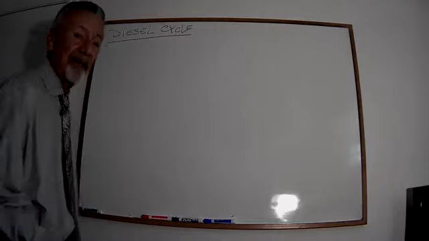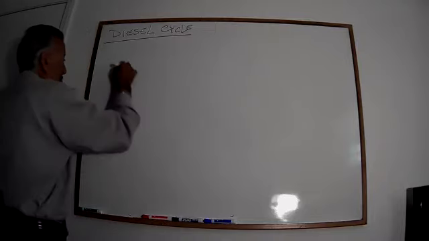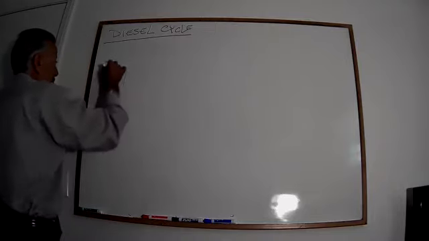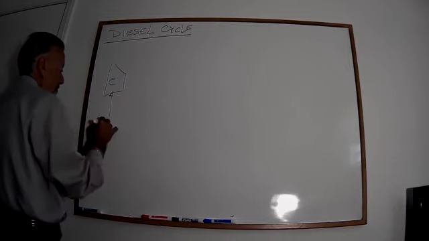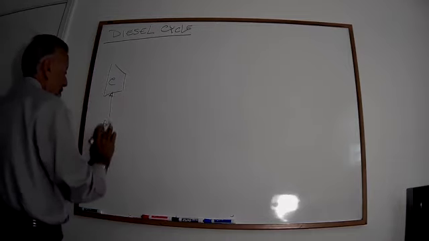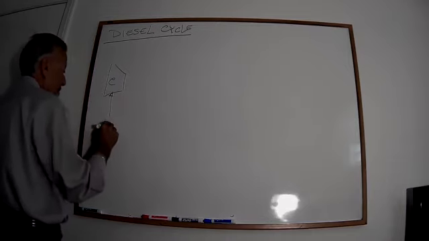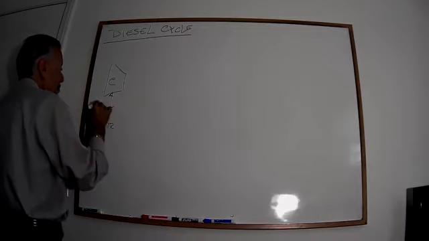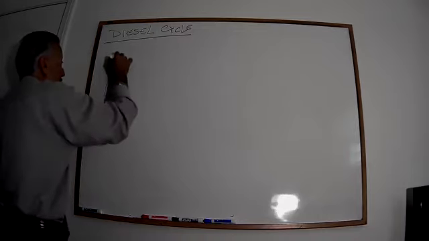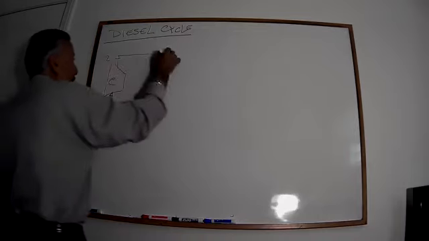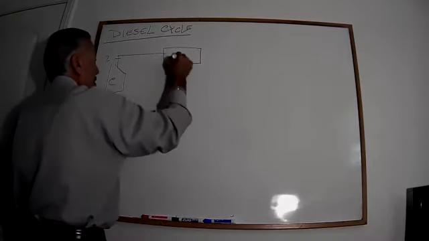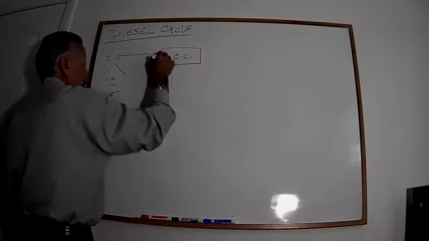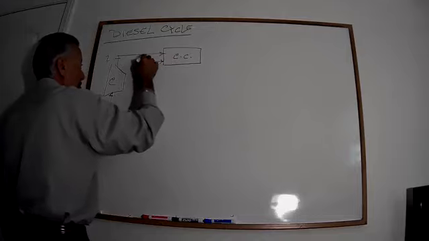Once again, diesel cycle, we start with the compressor. This is air, going in at point 1, coming out at point 2, coming to the combustion chamber, adding fuel.